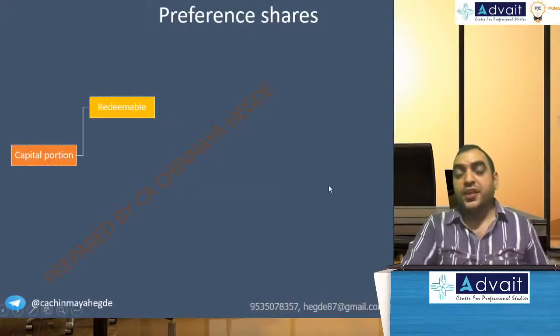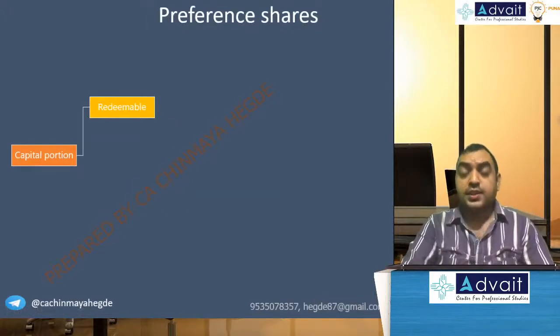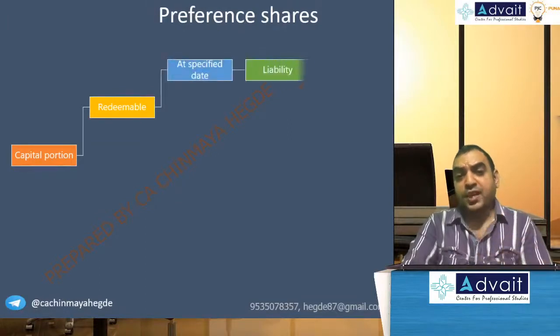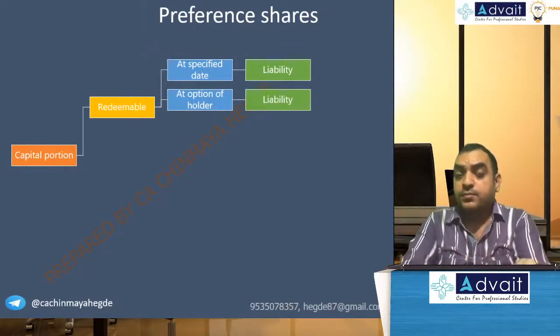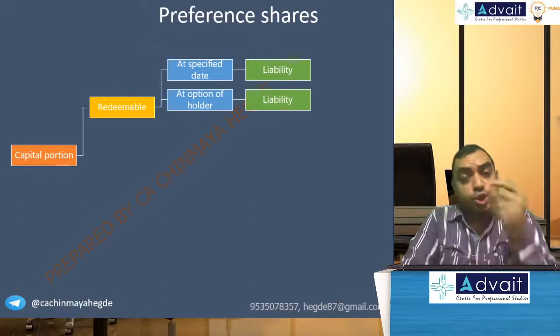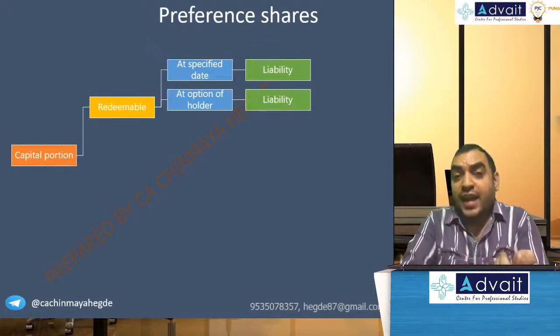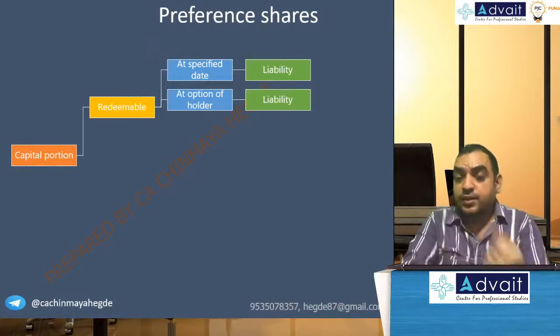Preference shares, if they are redeemable preference shares, means you have an obligation to pay cash, therefore it becomes a liability. But if it's redeemable at the option of the holder, he can decide whenever to redeem. Again, whenever he asks, you have to make a payment. You have a liability to settle his requirement, liability.